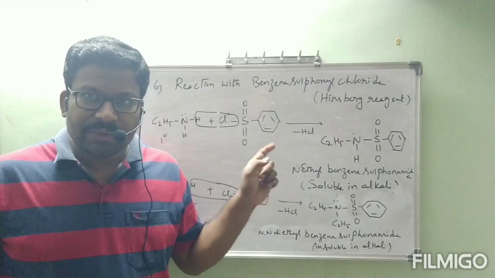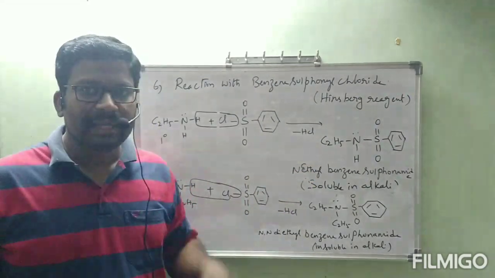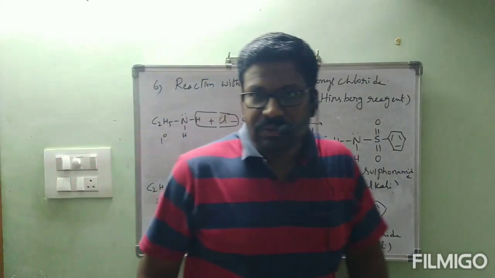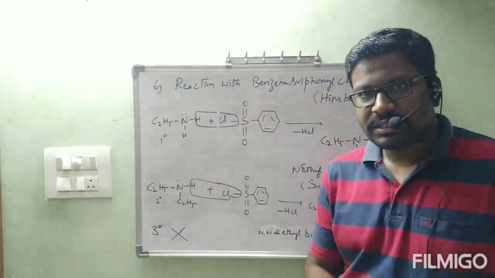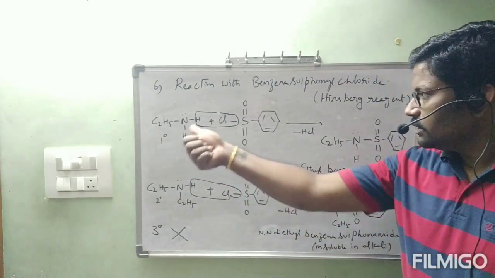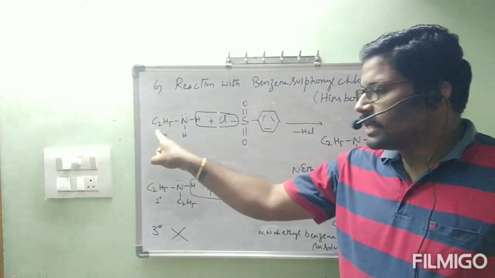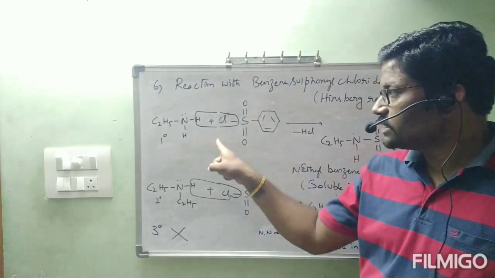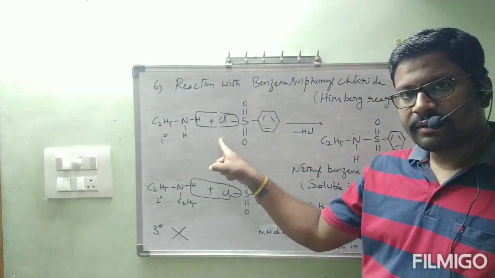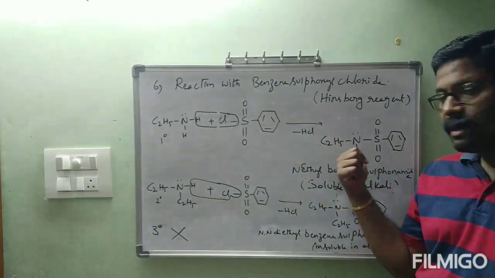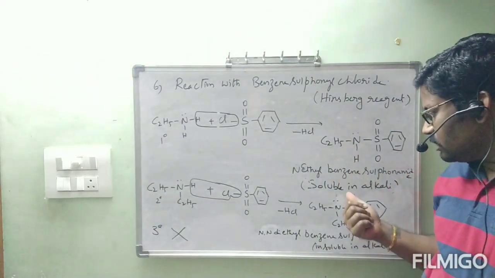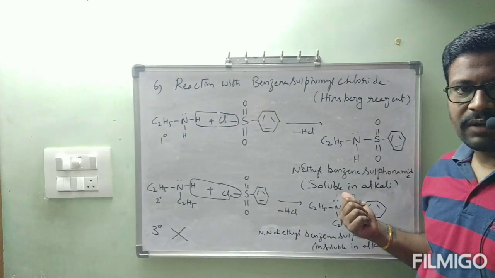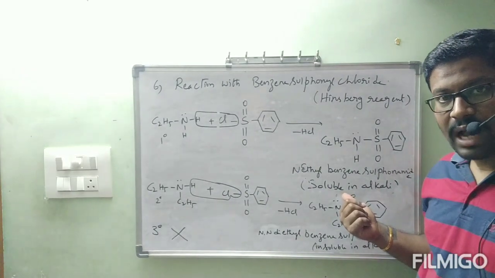This is the reagent which is used to distinguish primary, secondary, and tertiary amines. In what way is it used to distinguish them? We have seen, but this is the thing. See here, if you take a primary amine, this primary amine reacts with benzene sulfonyl chloride to form a compound which is soluble in alkali. Alkali means base, like NaOH, KOH.